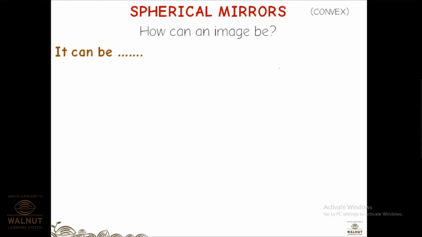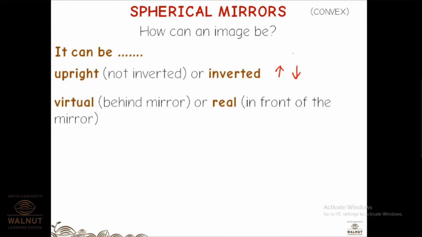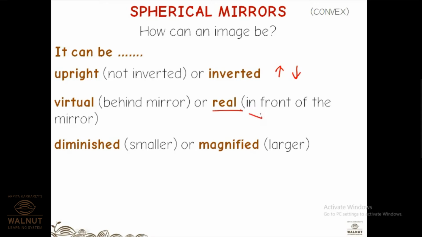And how can an image be? It can be upright or inverted. You all know what you mean by upright. Upright means erect. Inverted means upside down. Virtual means what? Behind the mirror. Real means in front of the mirror. So real images, they are inverted, that is upside down. They can be taken on the screen.